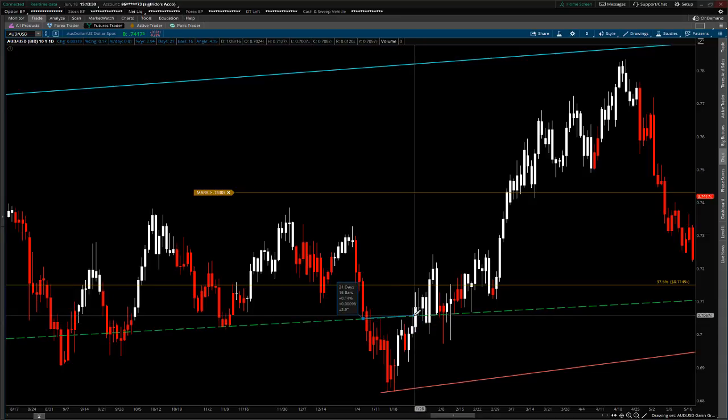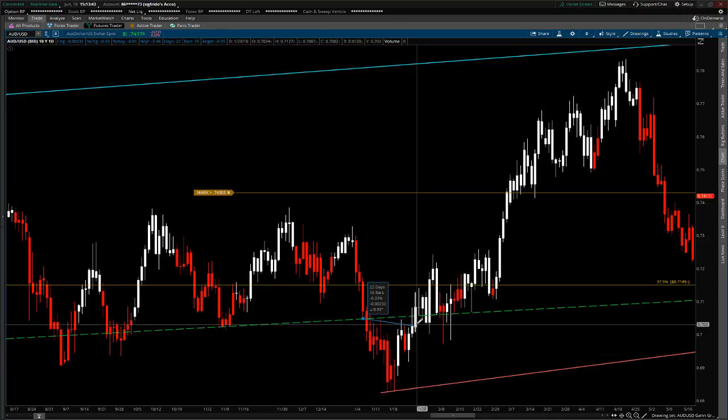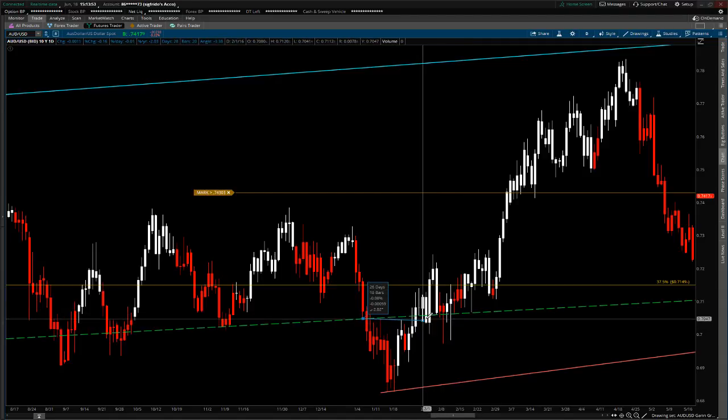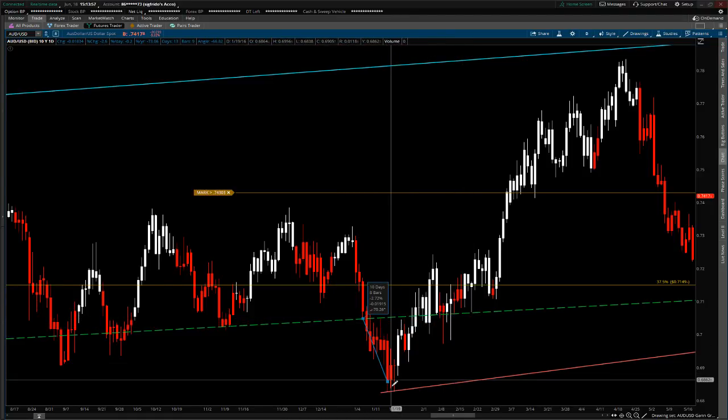All the way to here. That's 21 days? So it's like 16 bars, 16 trading days. So maybe I wasn't right. 15. Maybe 15, 16 trading days. It was below the angle. Oh, here it kind of just pierced it, but kept holding it.